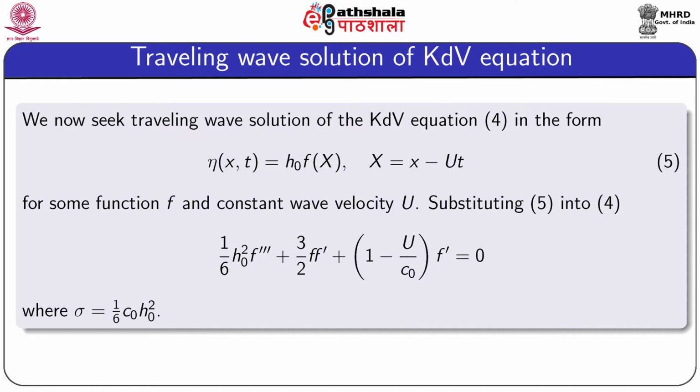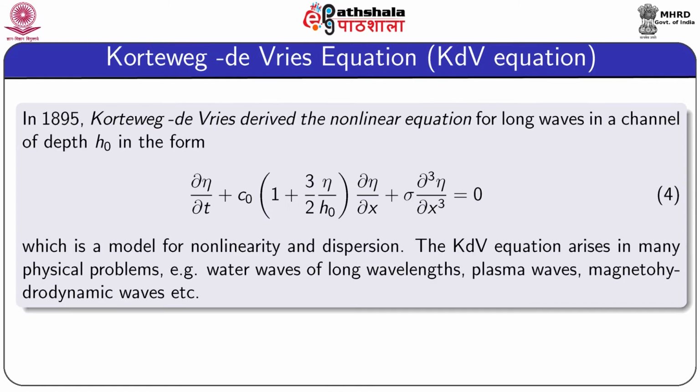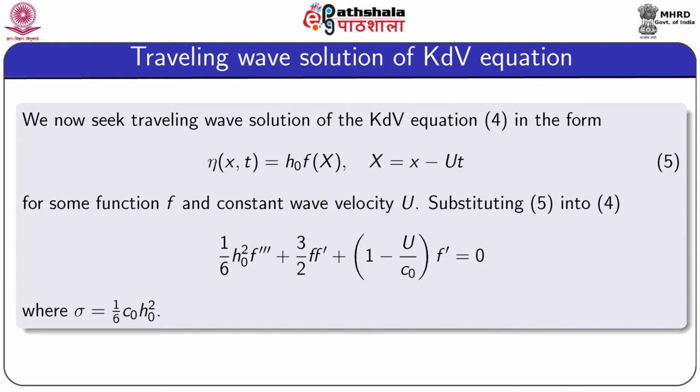Now, we substitute 5 into equation 4, that means into the nonlinear KdV equation, and we get 1/6 H0 squared f''' plus 3/2 f' plus (1 minus u/c0) f' equals 0, where f' denotes the derivative of f with respect to capital X.